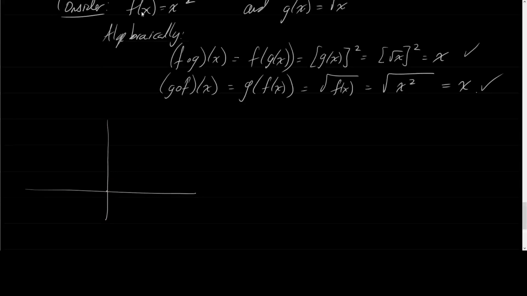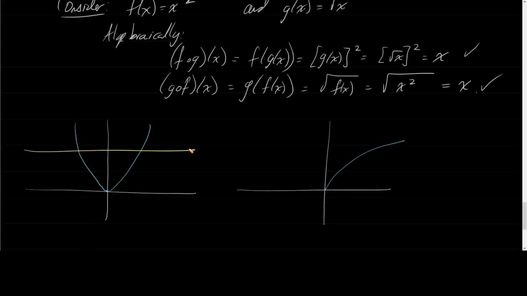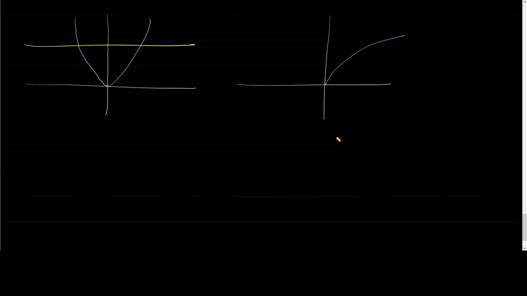X squared is this, and the square root of x is that. But we just said that this cannot be a one-to-one function, so it doesn't have an inverse, right? Because it fails the horizontal line test. It is a function, but it's not a one-to-one function. So how is it that we can say, well, this algebraically, they are inverses of each other, but over here, graphically, they're not? Well, it turns out that what we actually need to do here is restrict the domain of f.